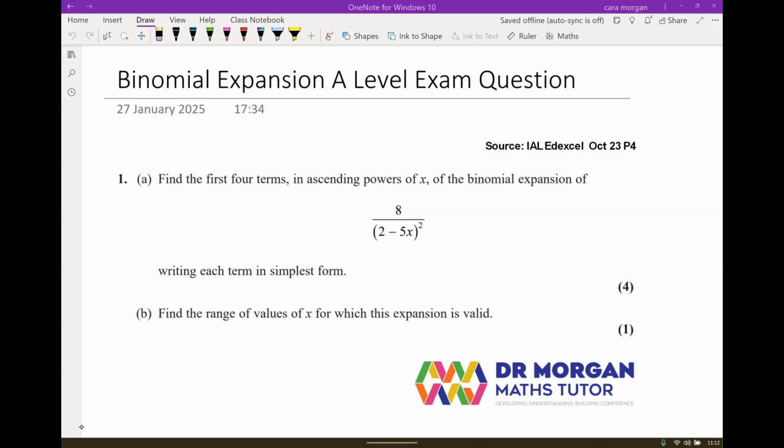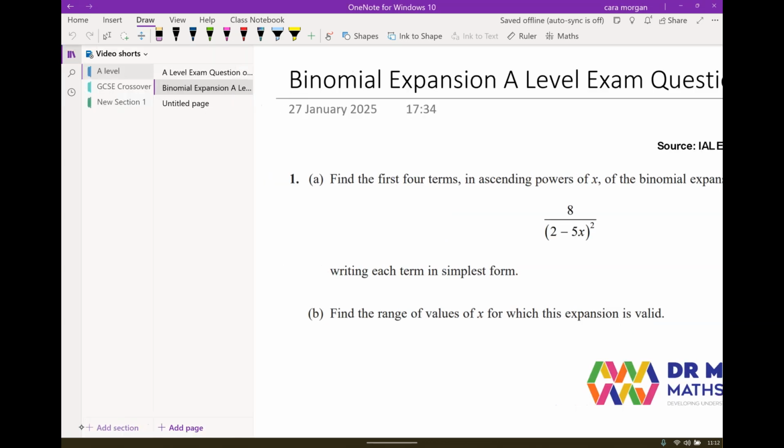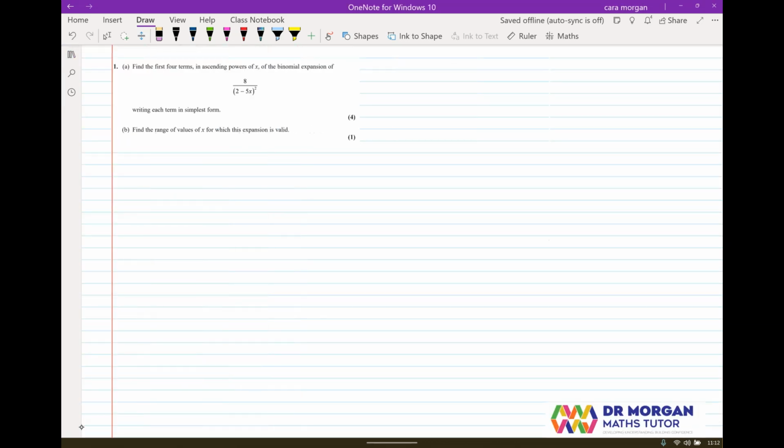I got this question from an Edexcel International A-level paper, which was paper P4 that was sat in October 23, and it was the first question on that. Okay, I'm going to start walking through this question now.